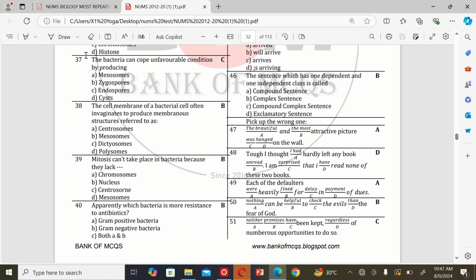The next MCQ is: bacteria can cope with unfavorable conditions by producing A. mesosome, B. zygospores, C. endospores, and D. cysts. So the correct option is C.